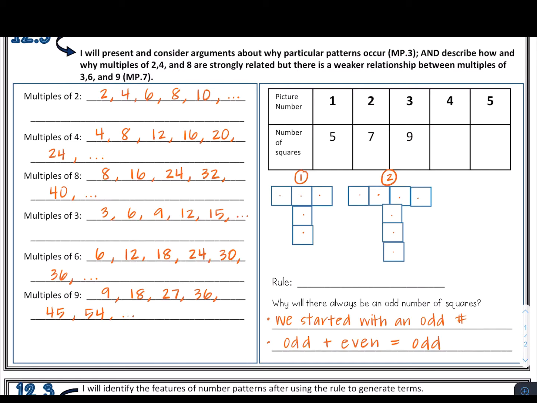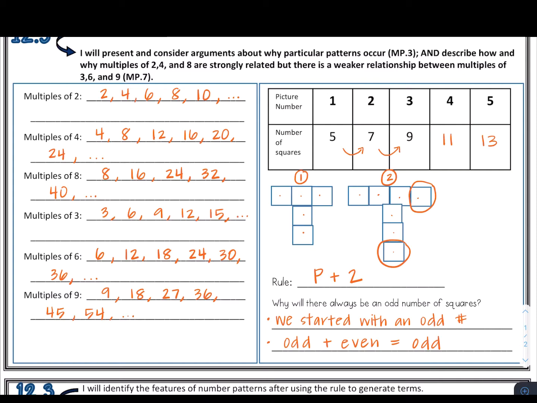So if we look for the pattern, we started at 5 and think, what am I adding or multiplying each time? So going from picture 1 to picture 2, we can see that we added one more across the top and one more going down. So I'm adding 2 each time. So I can finish the table by adding 2. For picture 4, I'd have 11 squares. For picture 5, I'd have 13 squares without even drawing the picture. So the rule here is that we take the picture number and we're going to add 2 to it to get to the next picture.